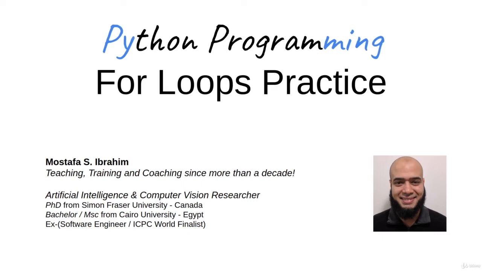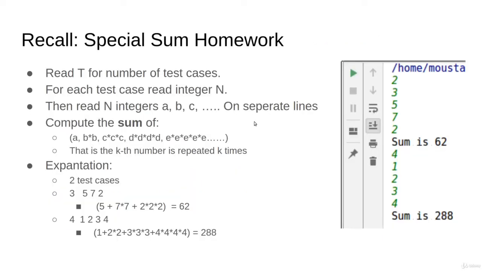Let's do practice on for loops. Remember the special sum homework where we should read t test cases, and for every test case we read a single number, for example 3, and then for the 3 integers that we read we need to do a special sum. We're going to sum the first number, plus the second number to the power 2, the third number to the power 3, the fourth number to the power 4, and so on. So the kth number is just repeated k times.